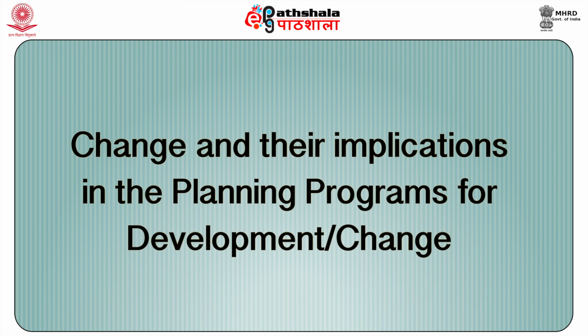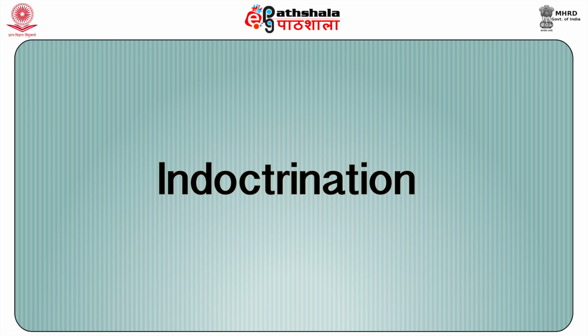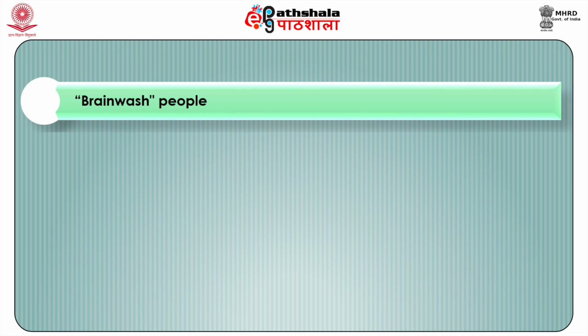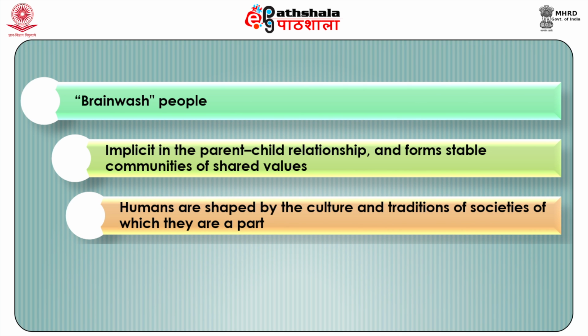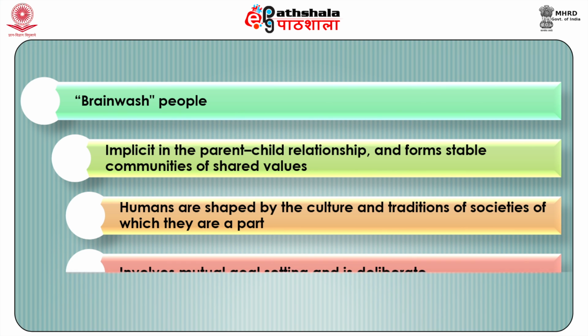Let us now examine these various types of change and their implications in the planning programs for development or change one by one. We first begin with indoctrination. To indoctrinate simply means to brainwash people. Indoctrination is implicit in the parent-child relationship and has an essential function in forming stable communities of shared value. Humans are social animals and are shaped by the culture and tradition of the societies of which they are a part.